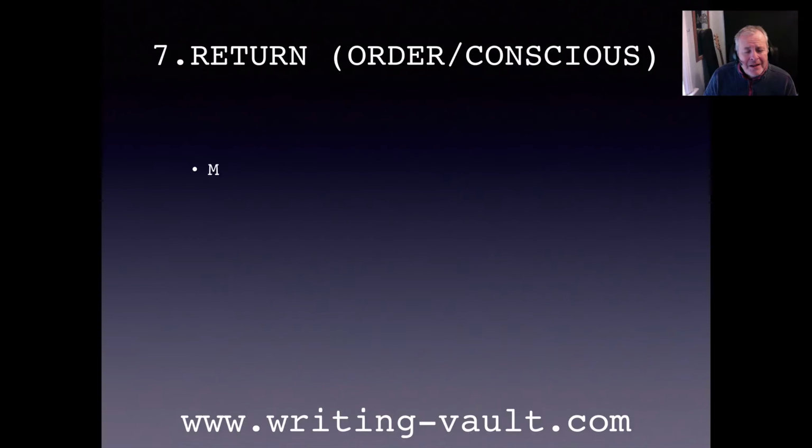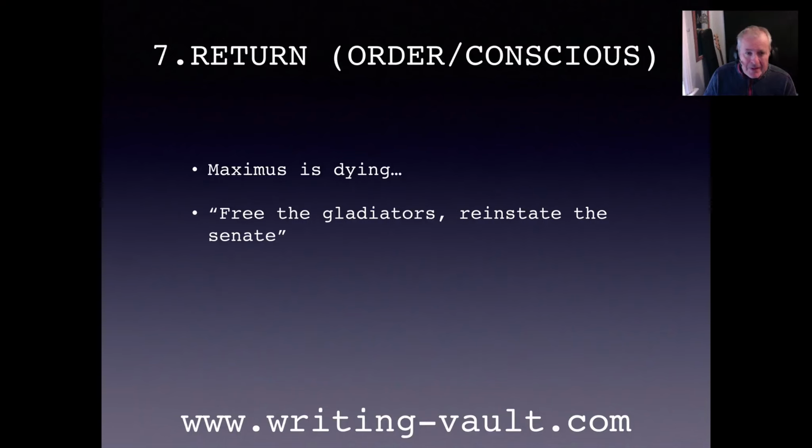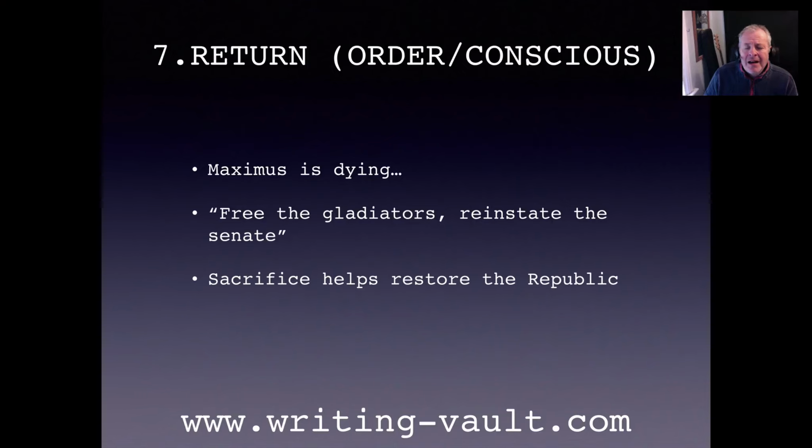Return, which is step 7. Maximus is dying, and he successfully kills Commodus, though in dying, and when he's on the ground he basically says free the gladiators, reinstate the Senate, and his sacrifice helps the restoration of the Republic and the empowerment of the Senate.